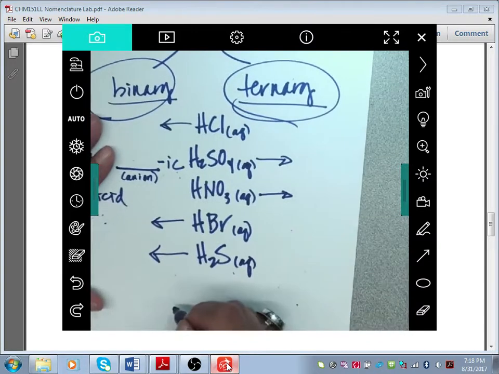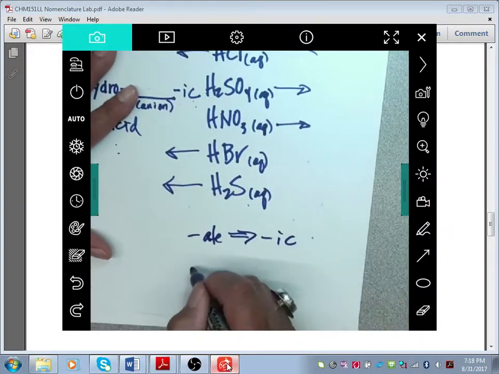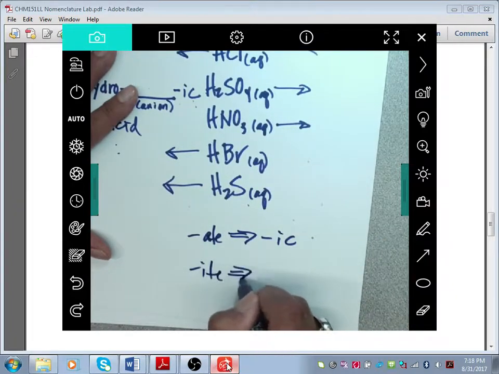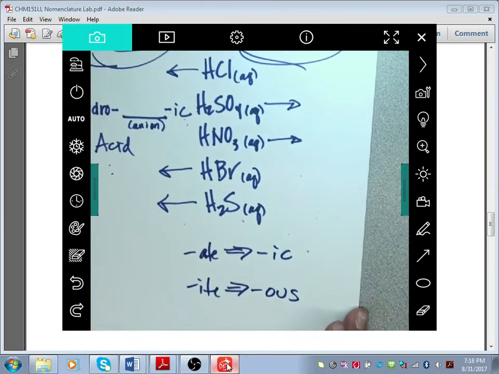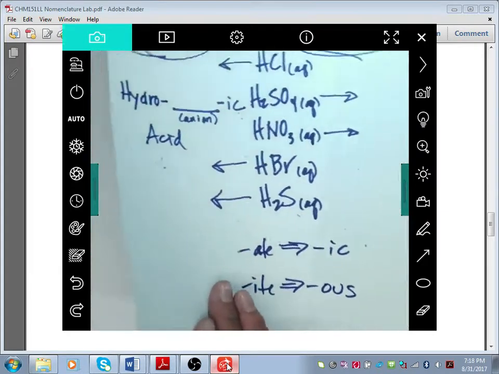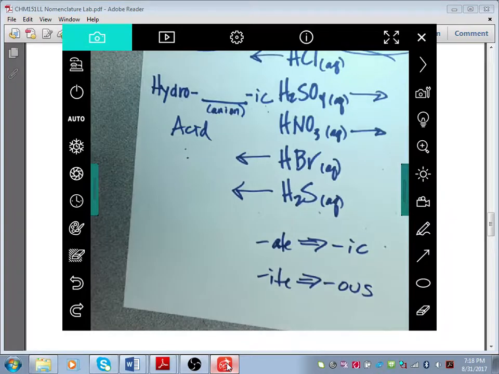Ternary acids, a little bit more difficult. All right, and here's what you're going to write down for ternary acids: ate to ic and ite to ous. Write that down, and I'm going to show you how we use it. As you're driving home from class tonight, I want you to say that 50 times on the way home as you're driving. Because you shouldn't be on your cell phone, you shouldn't be messing with the radio or your makeup or shaving or whatever. You should be looking at the road, but you can certainly talk or sing, right?